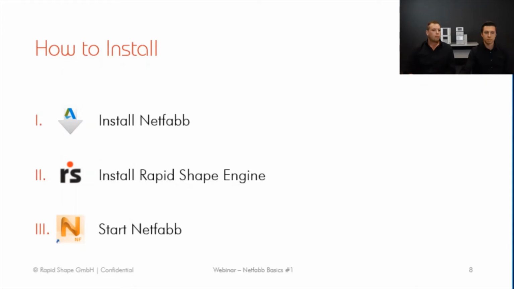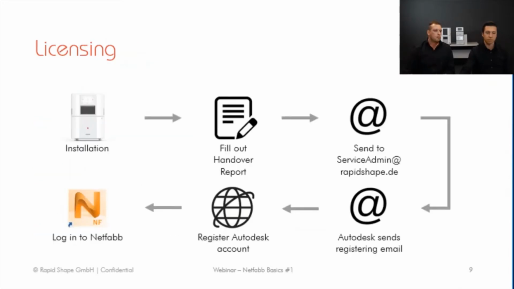But before we go straight into Netfabb, there's something we need to cover regarding the licensing. The way that Netfabb works is you need a license as it has an annual subscription, but you don't get it on the installation date. So the way that it works is as follows. The machine or the printer gets installed. The technician or whoever is doing the installation needs to, with the end customer, fill out a handover report. This handover report is a hard copy that comes with the printer, but there's also a digital copy with the USB drive that comes with the printer as well.